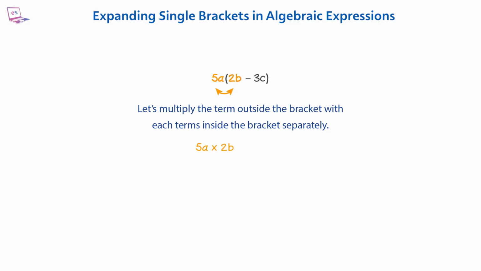5a times 2b is 10ab. 5a times minus 3c is minus 15ac. By combining the terms, we get 10ab minus 15ac. The simplified expression of 5a times 2b minus 3c equals 10ab minus 15ac.